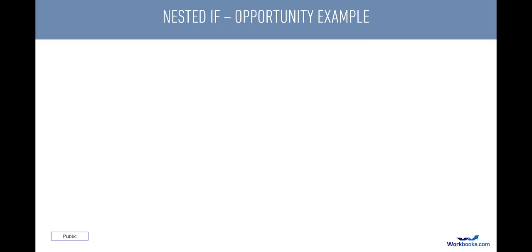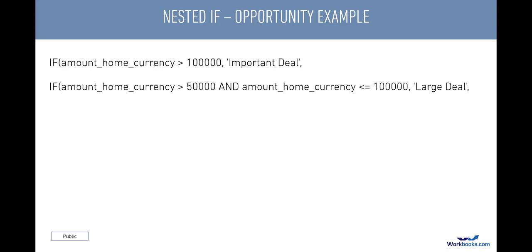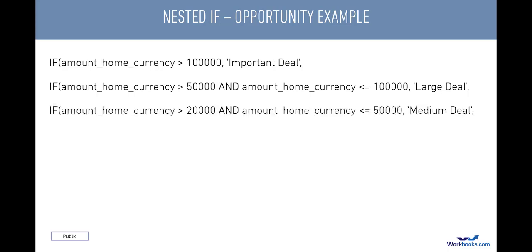To do that, we'd need to build the formula like this. This first row says that if the amount is more than 100,000, comma, show important deal. Remember those apostrophes, and we've seen this before in a previous formula. Then we've got a row that looks to see if the amount is greater than 50,000 and the amount is less than or equal to 100,000, comma, in which case label it, if you like, large deal. We've got the third row that looks to see if it's greater than 20,000 but less than or equal to 50,000, in which case medium deal, and so on until we get to the bottom where we've got null, and you've seen the use of null previously.